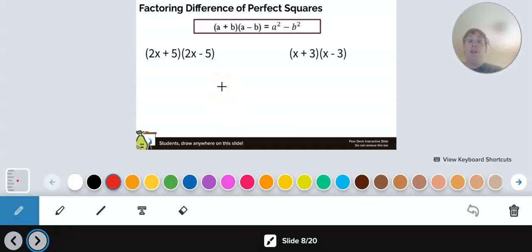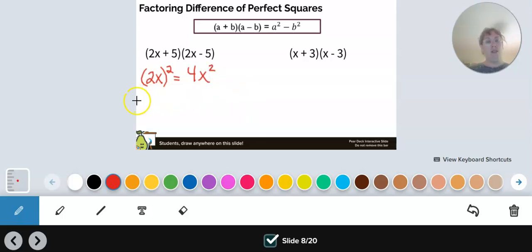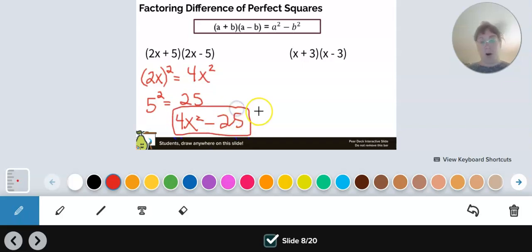So now if we start with our factors, we can write it as our difference of perfect squares. So notice we have a conjugate, same terms, one is plus, one is minus. So if we square them, because we're working backwards now, 2x squared, or 2x times 2x, is 4x squared. 5 squared is 25. So we can write this as 4x squared minus 25. And that's our polynomial form.